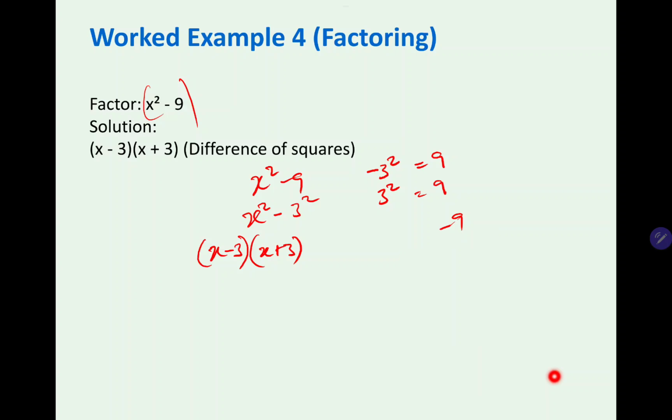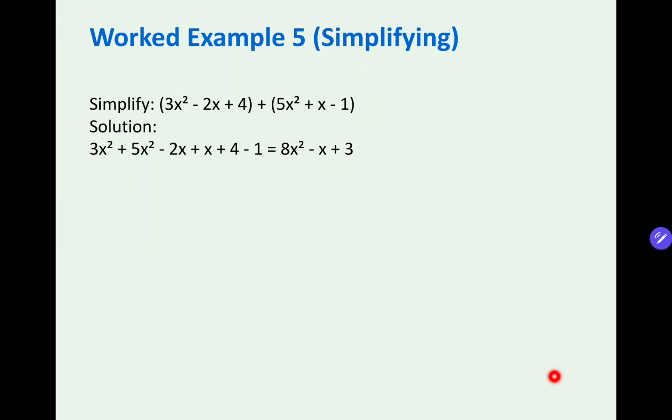So that is why we have minus 3 plus 3 in order to arrive at this minus 9 as a constant. Please look at our class on factorization and you follow more. Okay, work example 5. This is just by simplification, the same thing we've done already.